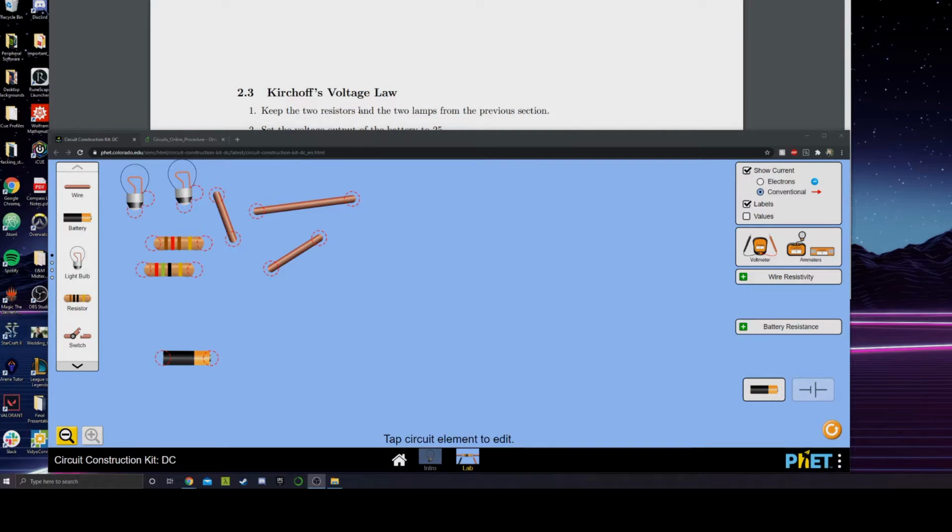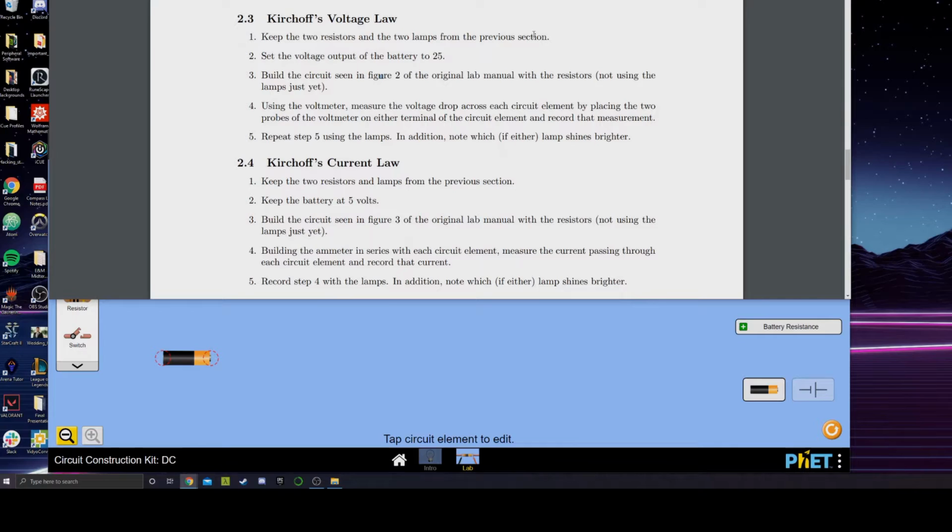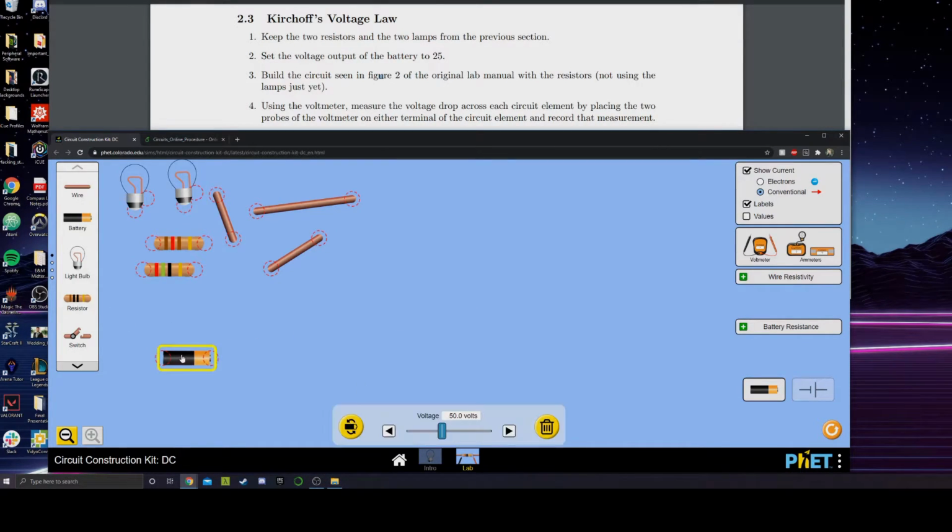Alright, so moving on to the next section, we are told to keep the 2 resistors and the 2 lamps from the previous section and to set the voltage output of the battery to 25 volts. So I've done that here.